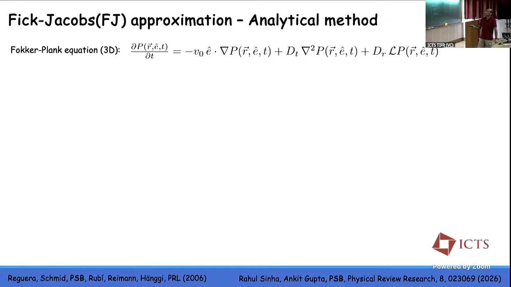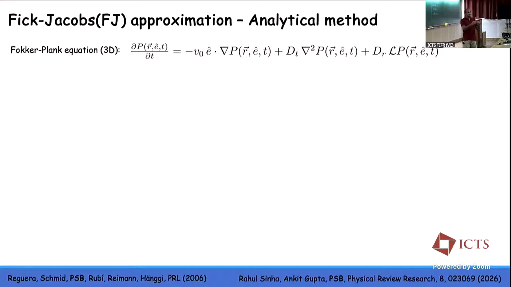So this Dr and this v0, these two terms will take care of the activity of the particles. This is the translational movement, this is the rotational movement. And of course, if you throw away these two terms, you go back to the Fokker-Planck equation for a passive particle. The question is, what is the difficulty in solving this equation?